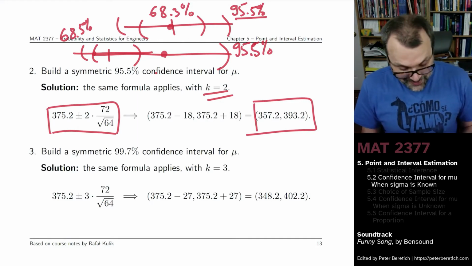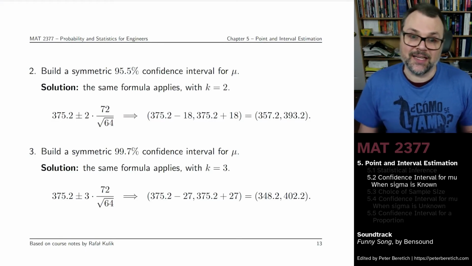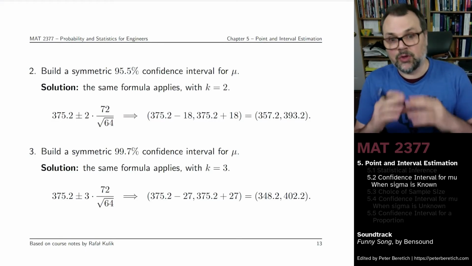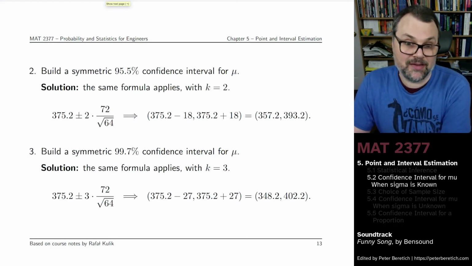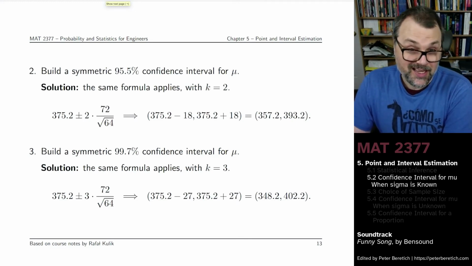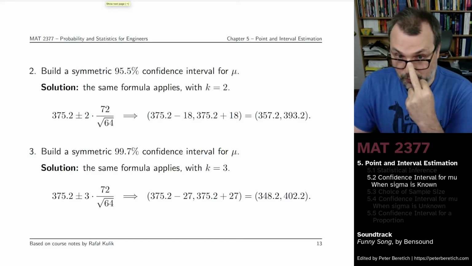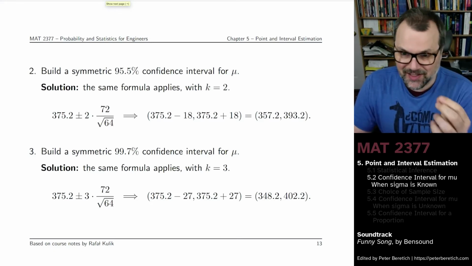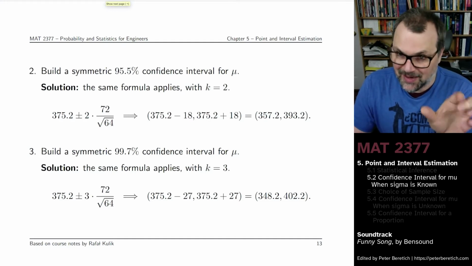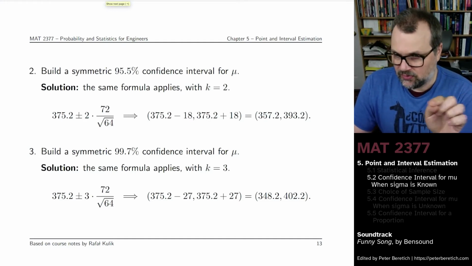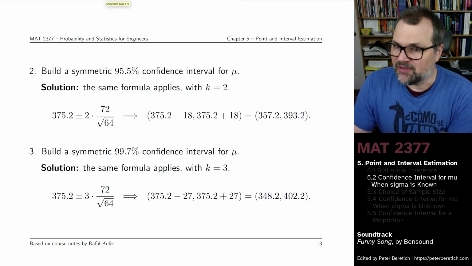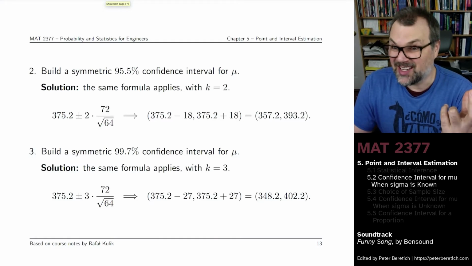And for the same reasons, you would expect that your 99.7% confidence interval would be even larger. Like if you think about what 99.7% means here, it means that if you were to run this experiment 1,000 times, if you were to pick a sample of size 64 1,000 times and build a confidence interval, then the true value for the mean would be found within the interval that you built about 997 times.